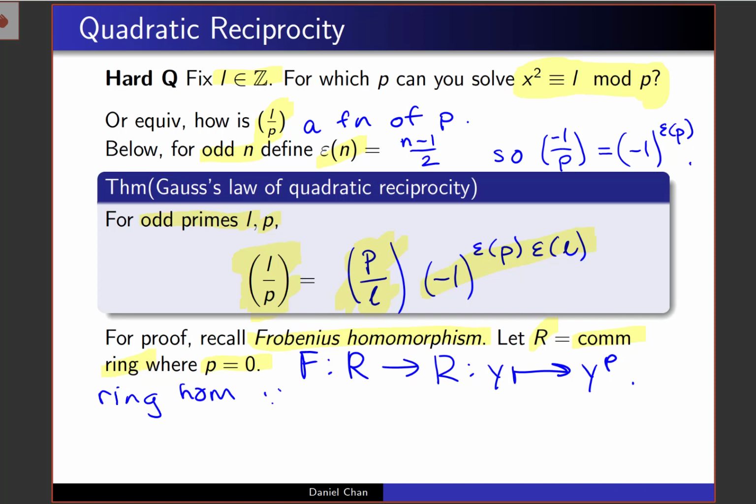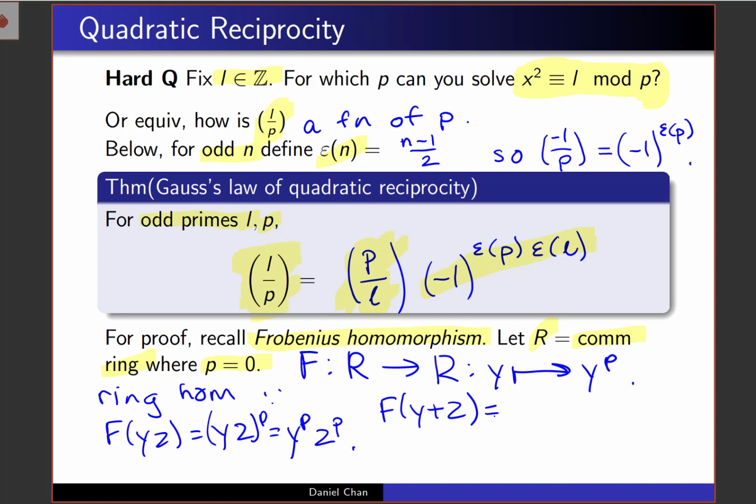Why is that? F of yz is yz to the P, which is y to the P, z to the P. So that's actually easy. Now, why is it additive? This is the thing that's rather interesting, and this is where the fact that it's characteristic P is very important. F of y plus z is y plus z to the power of P. How do you expand that? Well, firstly, you're in a commutative ring, so you can use the binomial formula.